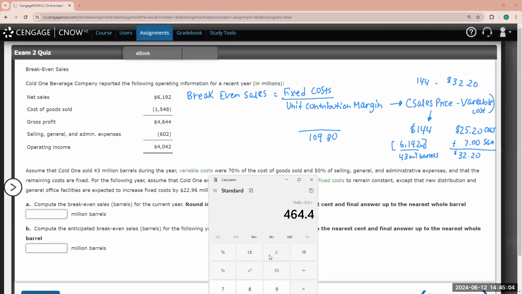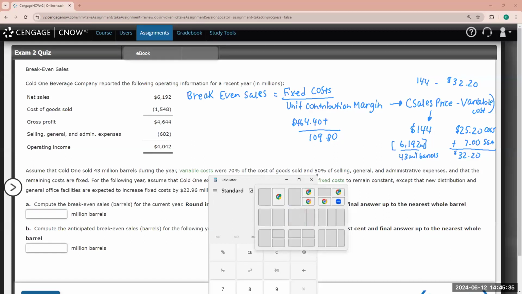1,548,000 multiplied by 30% gives us $464.40. So $464.40 plus the 50% of our selling, general, and administrative expenses. We will calculate it as follows. 602 multiplied by 50% gives us 301. So 301. So we simply add the two.